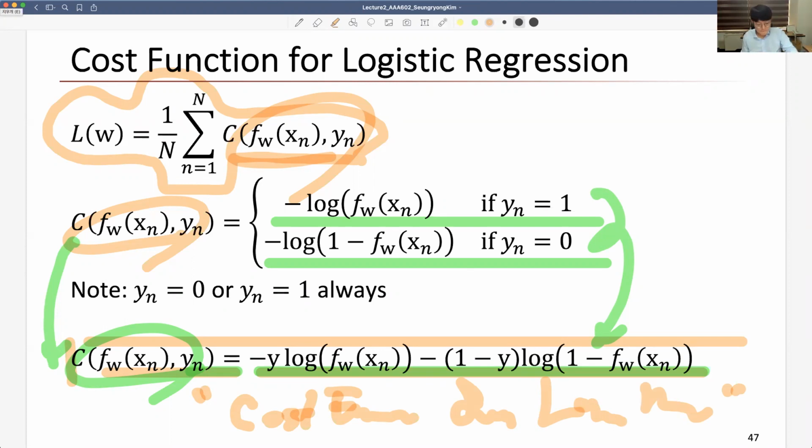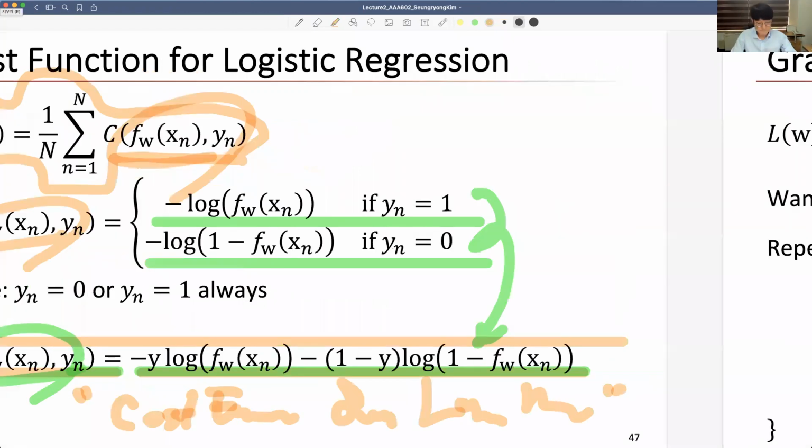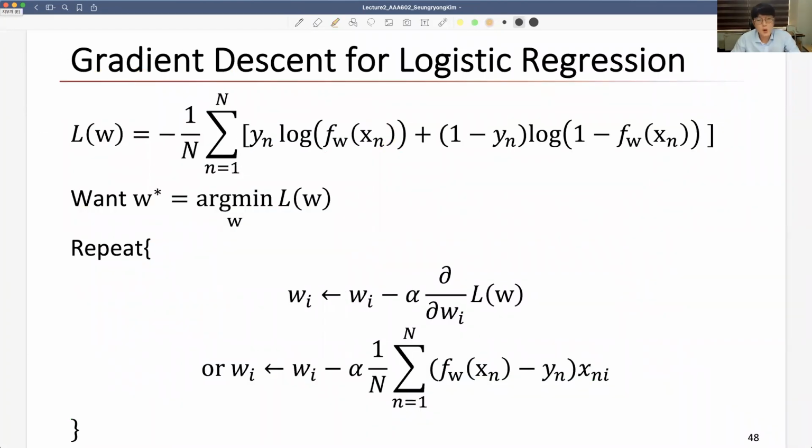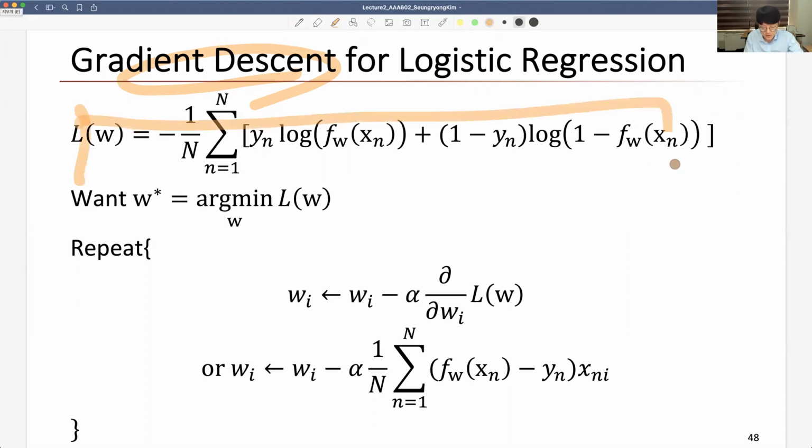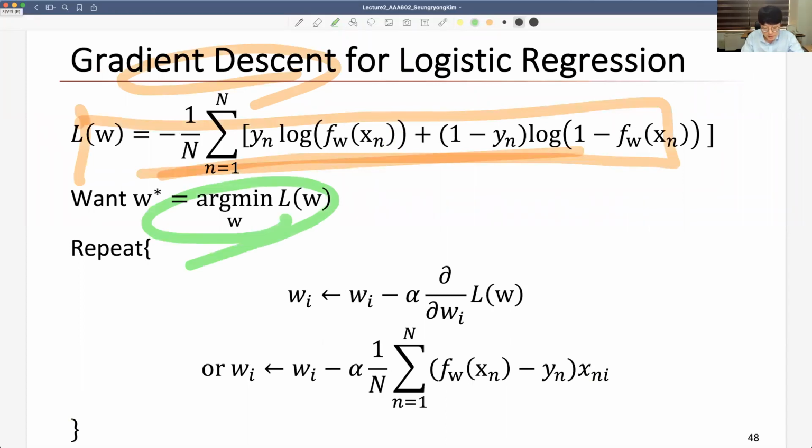Okay. Then how can we optimize this one? Of course, we can use the gradient descent defined in the linear regression part, right? The problem setting is something like this. We have a cost function here, defined in the previous slide, and our goal is something like this. We want to find the learnable parameter W that minimizes this loss function, right?